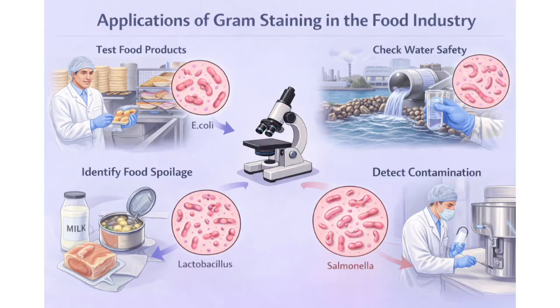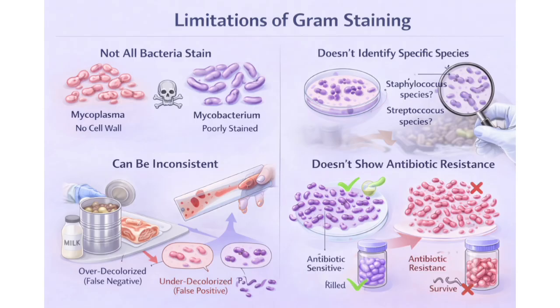Staining is also used in the food industry, water testing, and in pharmaceutical products to identify bacterial contamination to ensure safety. Although gram staining is a very useful and widely used technique, it has several limitations also, as it is not applicable to all bacteria.